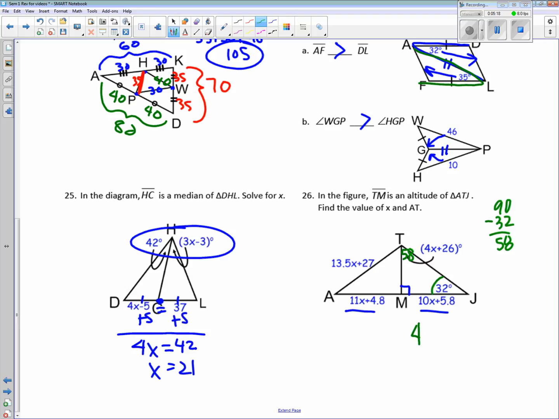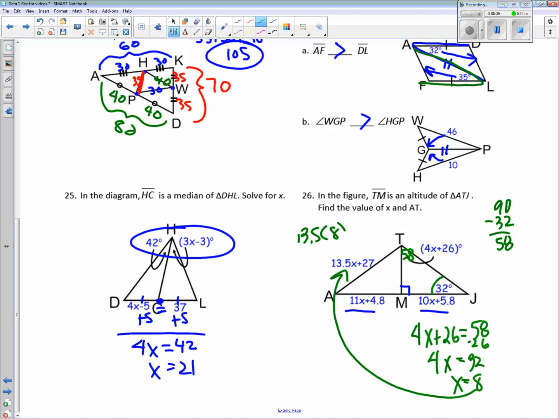So in the case that 4x plus 26 equals 58, if you subtract 26 from each side, you get 4x equals 32. So x equals 8. And if they want the measure of AT, you're going to plug that back in and do 13.5 times 8 plus 27. You get 135.